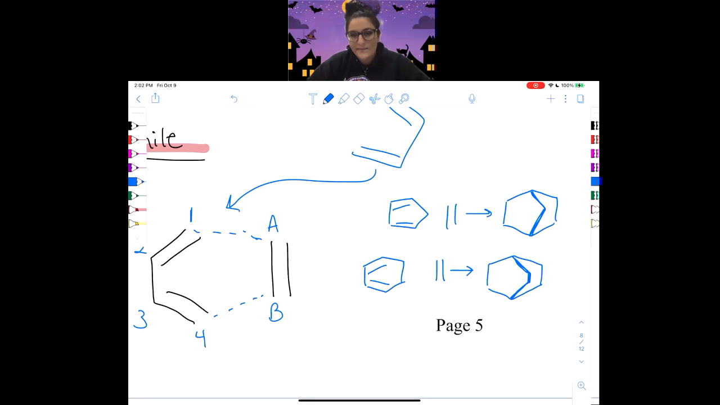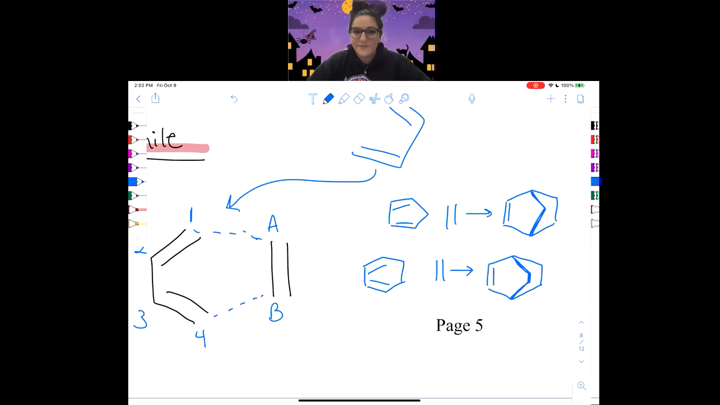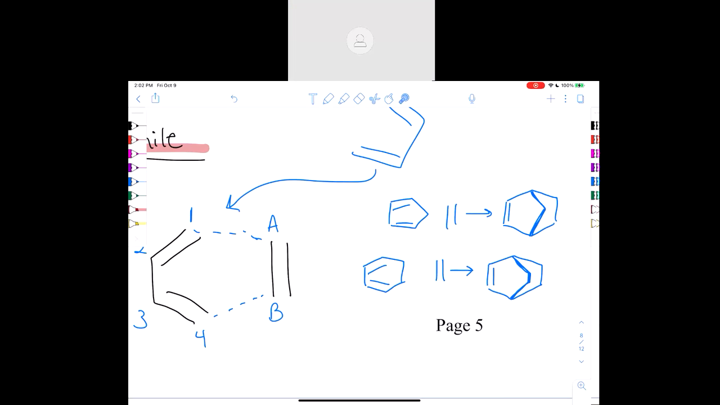So the tip always goes where carbon 1 and 4 are? Exactly. Oh, okay, I see. It's going to be a bridge between 1 and 4. You're absolutely right. So depending on the substituents, that's how you'll get the bicyclic structures? Exactly. Okay, cool. Thank you. You're welcome.